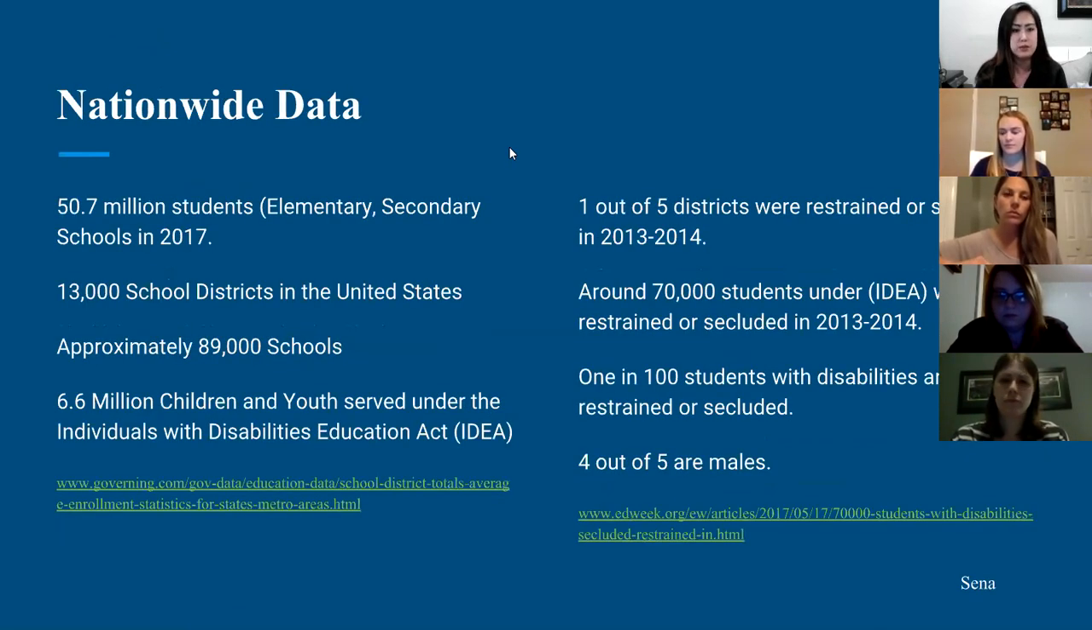So this is some data that I pulled up. 50.7 million students, 13,000 districts, 89,000 schools, 6.6 million children under the IDEA Act. One out of five districts restrained or secluded students. 70,000 students under the IDEA Act were restrained and secluded in 2013 and 14. And four out of five are males. The links below will give you a little more information on that.